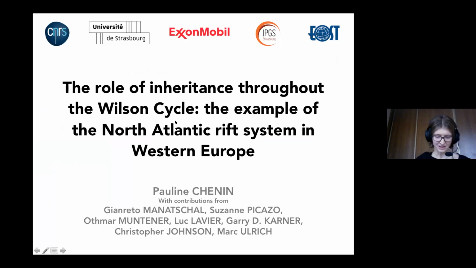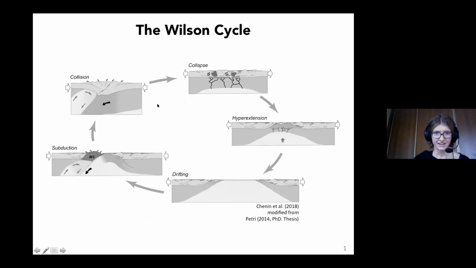Okay, so I will talk about the role of inheritance throughout the Wilson cycle and illustrate my presentation with the example of the North Atlantic rift system in Western Europe. So the Wilson cycle is a theory that states that orogens and the rift system form one following the other, following the same lines, which implies a very important role of inheritance.